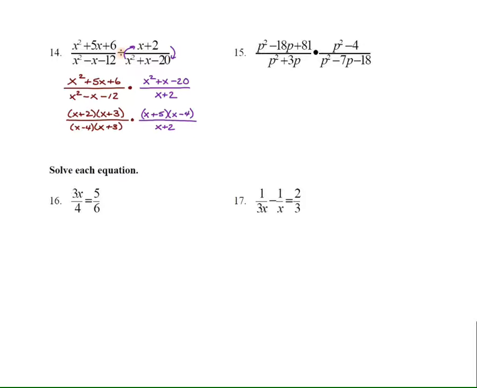And now I'm going to look to see what reduces. So I have an x plus 2 in the top and bottom. That reduces, and I have an x minus 4 in the top and bottom. And then I also have an x plus 3 in the top and bottom. See, they don't have to be diagonal. One just has to be in the bottom of a fraction, one has to be in the top, as long as the two fractions are multiplied. So all I'm left with is actually x plus 5, and that would be my final answer.